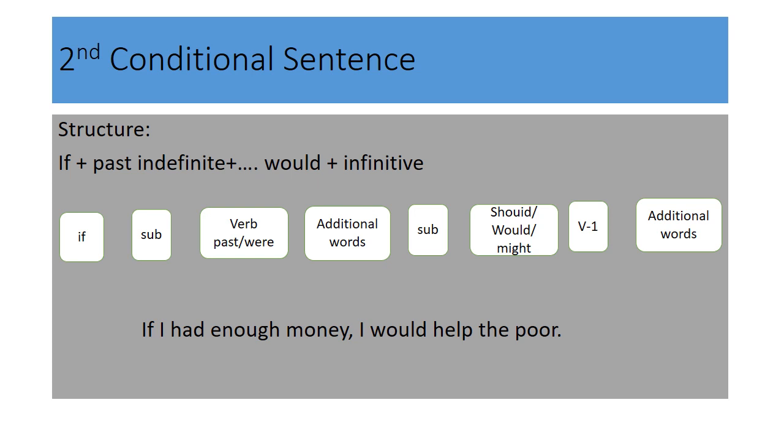If I had enough money, I would help the poor. Notice here at first I use if, then I as subject, then had, which is used as the main verb of past indefinite tense, then enough money as additional words, then I use another subject, then would, and then help. Help is used as the main form of verb or the base form of verb, because you know that after modal auxiliary you have to use the base form of verb. Then additional words, the poor.